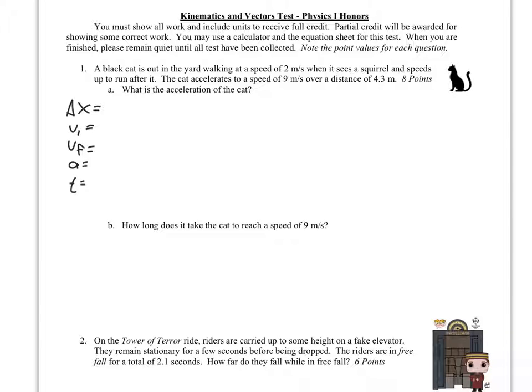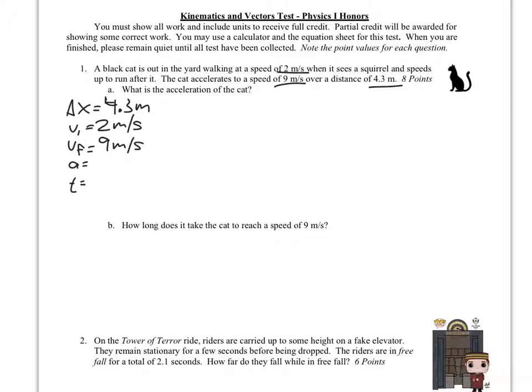Alright, for this first problem here, we're of course going to start with our chart listing all the variables. So reading through the problem, we know that we're initially walking at a speed of 2 meters per second, and this cat here is going to speed up to a speed of 9 meters per second. So those are going to be our initial and final velocities, and that change occurs over a displacement of 4.3 meters. So that is our delta x.